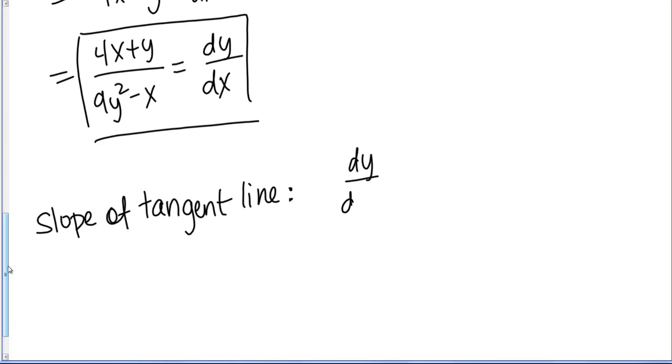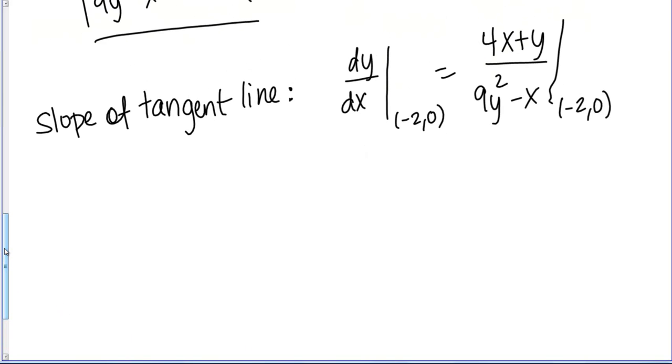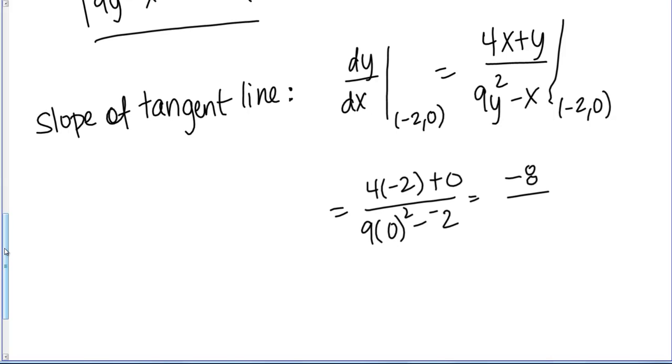So what that's going to be is my derivative evaluated at the point negative 2, 0. So in this case, my derivative is 4x plus y over 9y squared minus x, and I want to evaluate that at the point negative 2, 0. So to do that, I'm going to simply plug in negative 2 for x and 0 for y. So 4 times negative 2 plus 0 over 9 times 0 squared minus negative 2. So that's going to give me a negative 8 on top, and then on the bottom, it's going to be 0 minus negative 2. So that's positive 2 overall. So positive 2. And then that's going to give me negative 4. Okay, so the slope of the tangent line is negative 4.